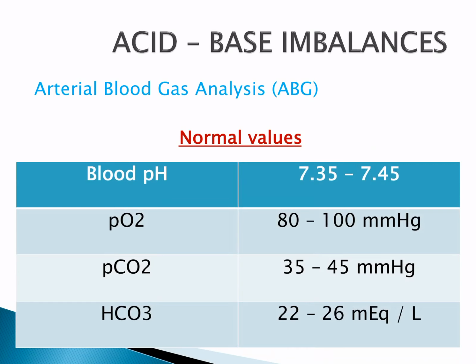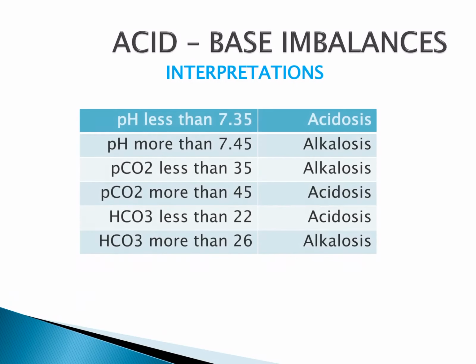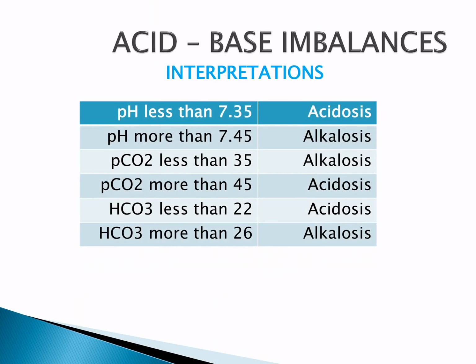Okay, so for your interpretation, pH less than 7.35, it means the patient is in an acidotic state or acidosis. pH more than 7.45, alkalosis. PCO2 less than 35, it means the patient is in an alkalotic state or alkalosis. PCO2 more than 45, acidosis. HCO3 less than 22, that's acidosis. And HCO3 more than 26 is alkalosis.